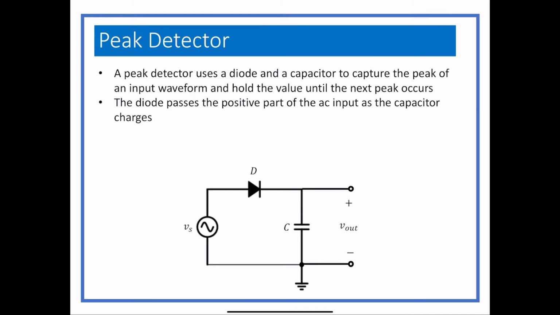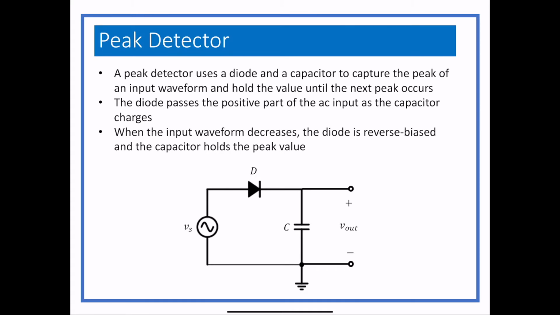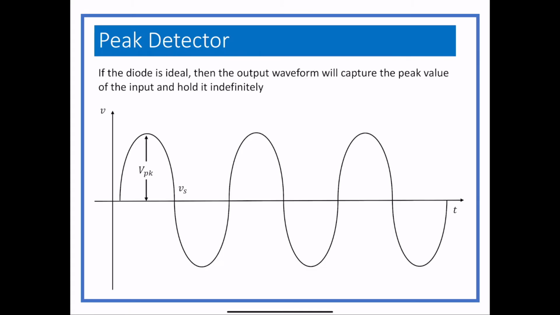The diode passes the positive part of the input, and the capacitor charges, and then when the waveform starts going down again, decreasing, the diode is reverse biased, and the capacitor just holds on to that value. If we assume the diode's ideal, then the signal would rise and just hold at that peak value. And that peak value, V out, would just be a stable peak value and it would not change.